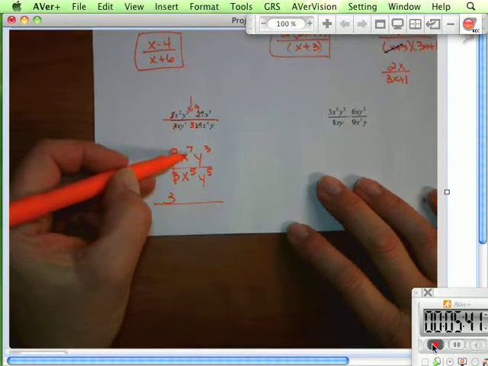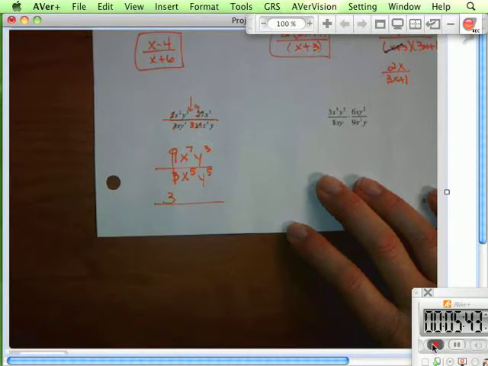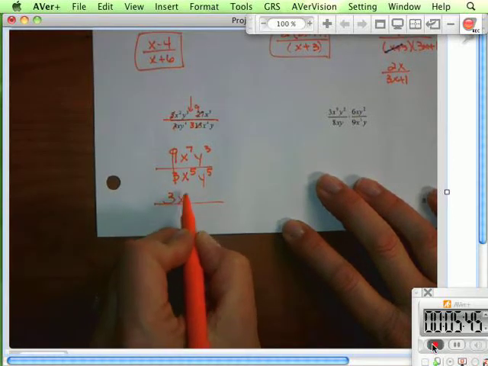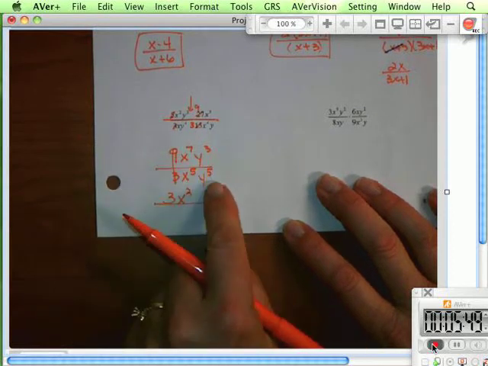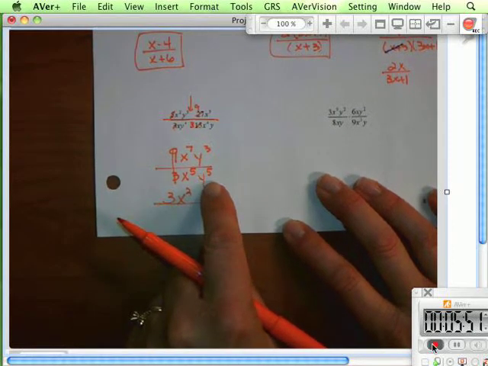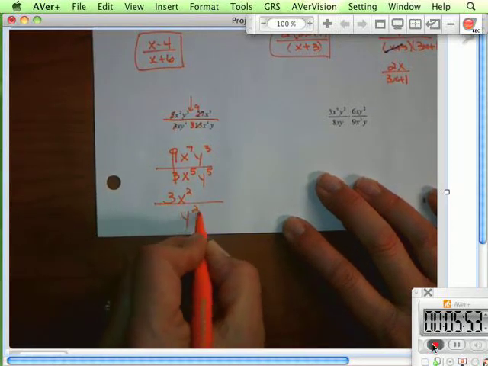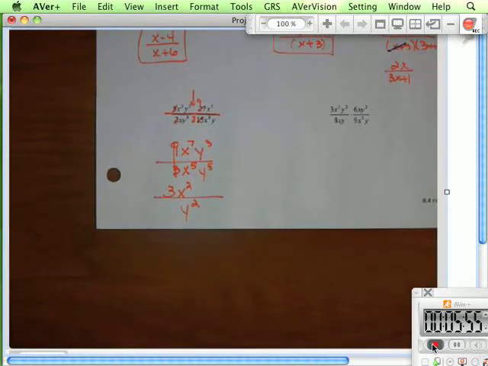X to the 7th divided by x to the 5th. X squared on top, right? There's more x's on top. And then this is minus, and since there's more y's on bottom, that's where the remainder ends up. Remember that? Okay, so there's that one.